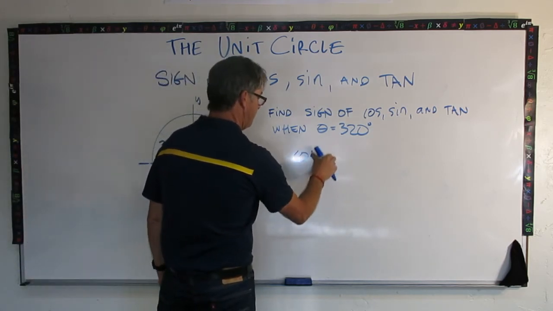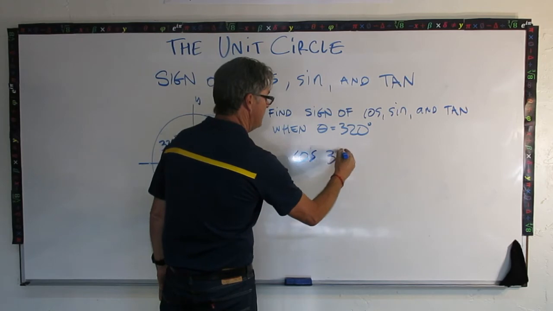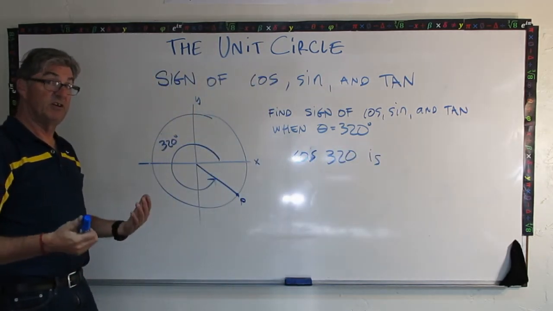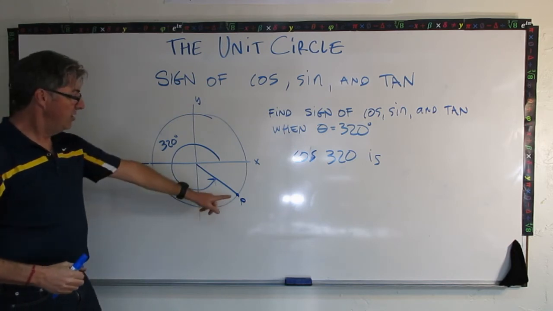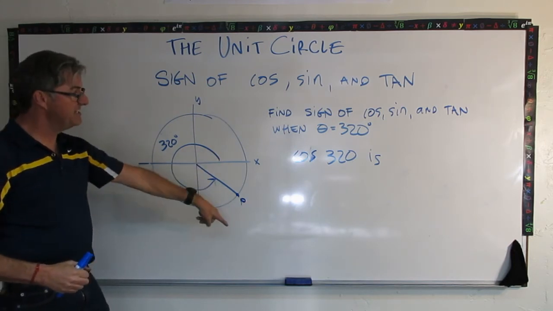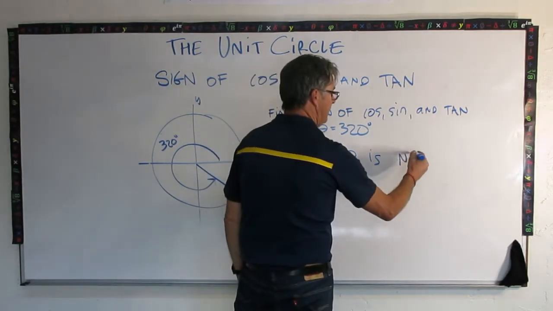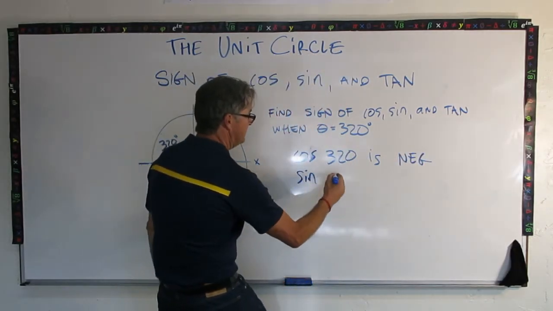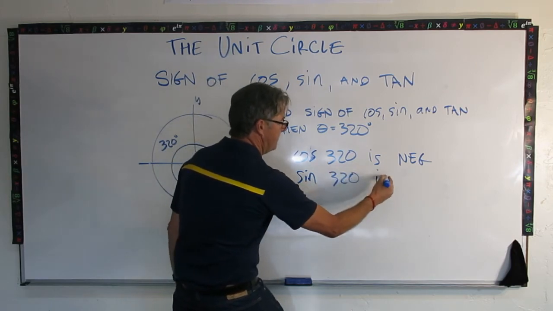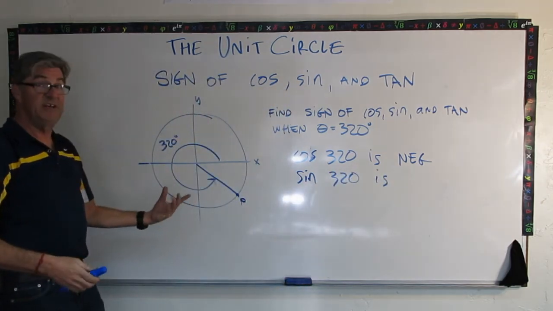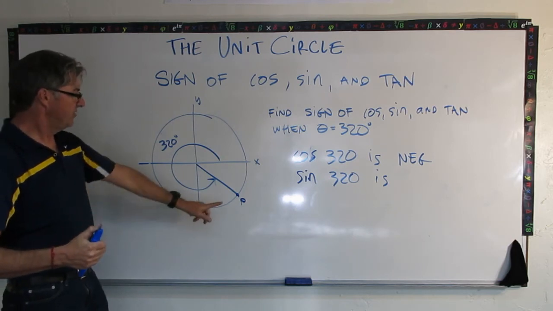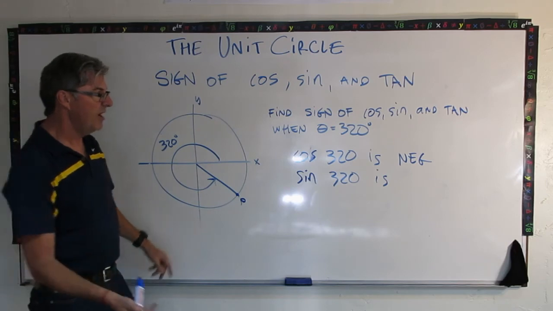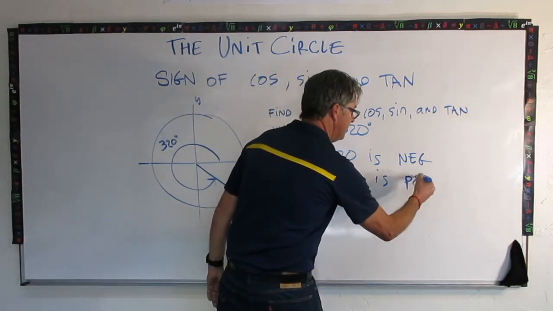Cosine of 320 is what? Cosine is the y value. When we're at P, y is negative. How about sine of 320? So sine is the x value. So what's the x value at P? It's positive. We are to the right of the y-axis, so that's positive.